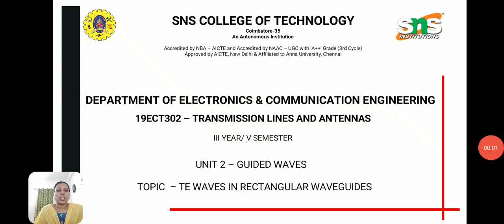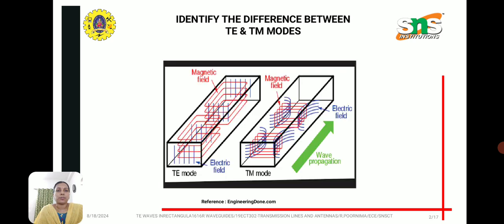Welcome to this video lecture on the subject transmission lines and antennas. In this lecture we are going to discuss TE waves in rectangular waveguides.